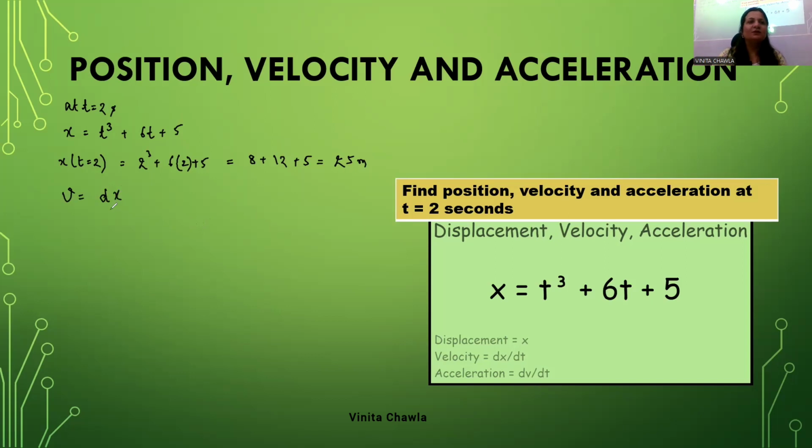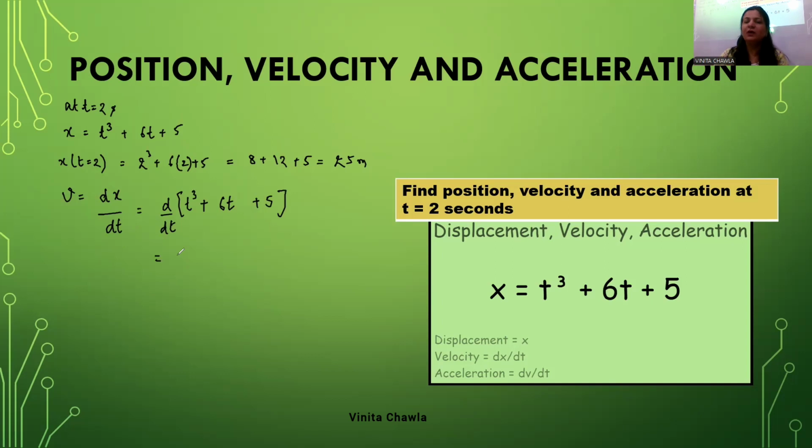First we'll differentiate. How do we get velocity? We need to differentiate this position, distance, with respect to time, na? Only then we get velocity, है ना? अब क्या करेंगे? d by dt, and for x we can put t cube plus 6t plus 5.